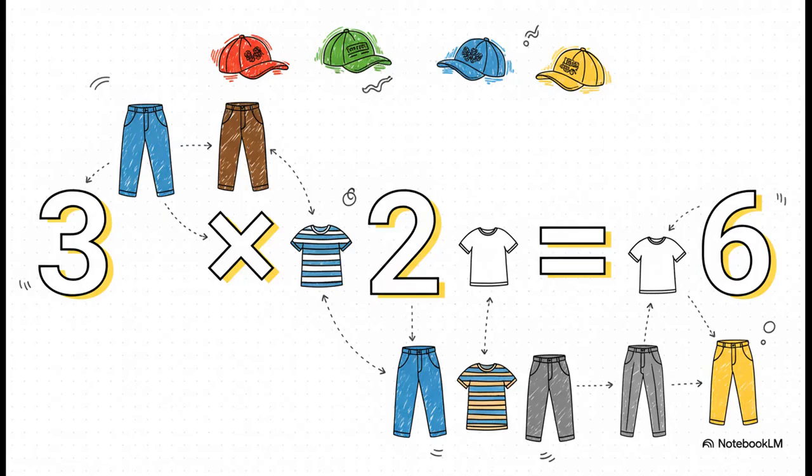And that brings us to our golden rule. You just multiply the number of choices you have for each step. So, 3 choices for pants, and for each of those choices, we have 2 choices for shirts. So what do we do? Simple. 3 multiplied by 2 gives us 6 possible outfits. Easy, right? And hey, if Mohan had, say, 4 different caps, we just multiply by 4 again.